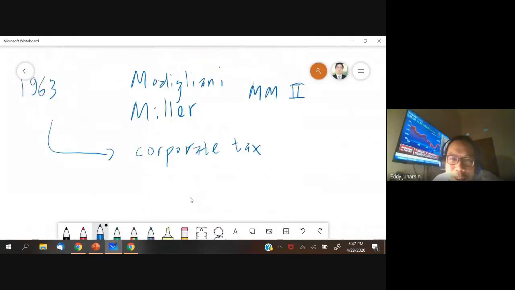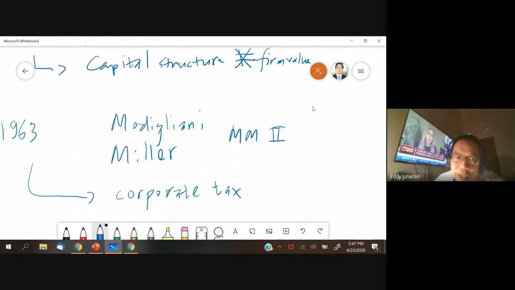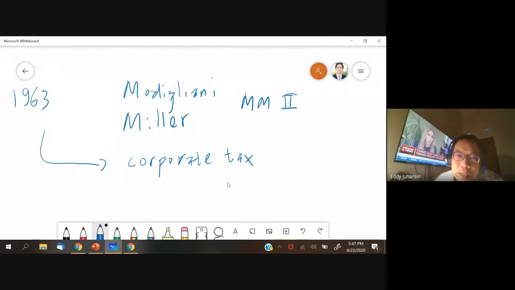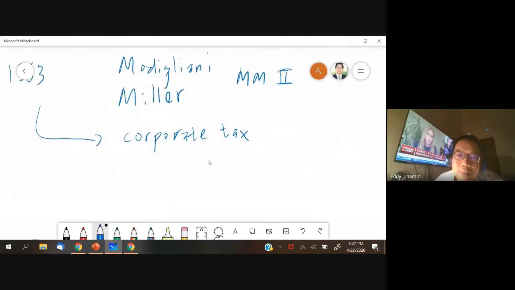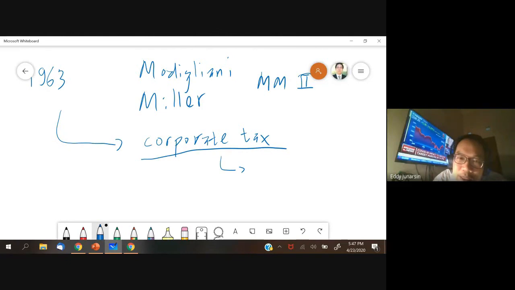So in MM the first, in the first paper, they were saying that capital structure decision was irrelevant, right? So they call it irrelevance theory. In the second paper, they're saying that with the existence of corporate tax, now the tax benefit is so big, right? It provides a tax shield or tax benefit so that a company should use, if possible, 100% debt financing.